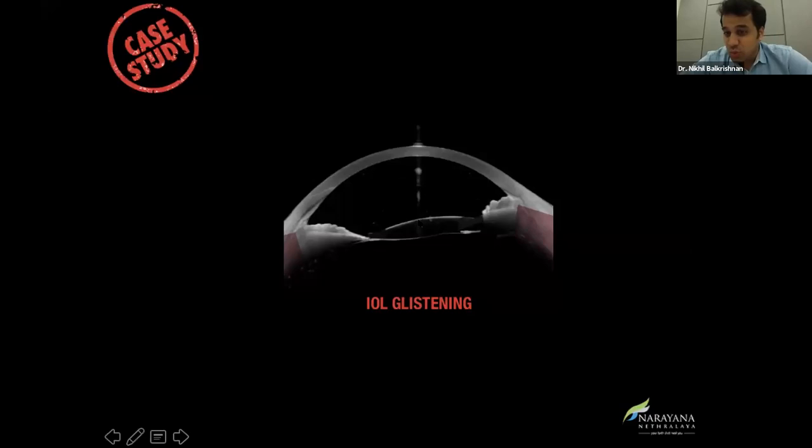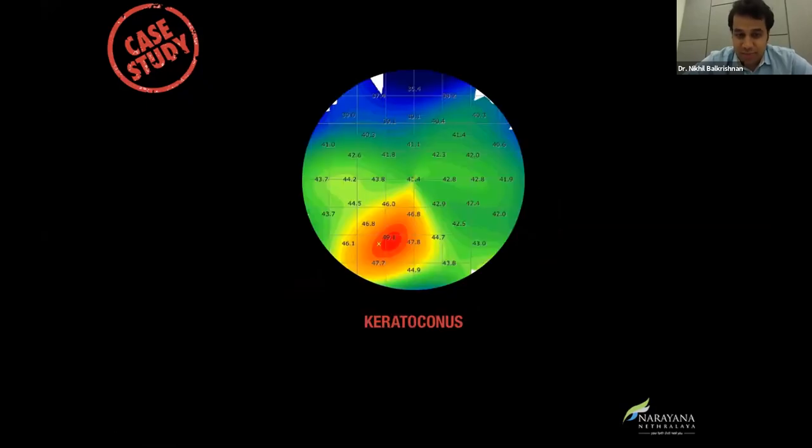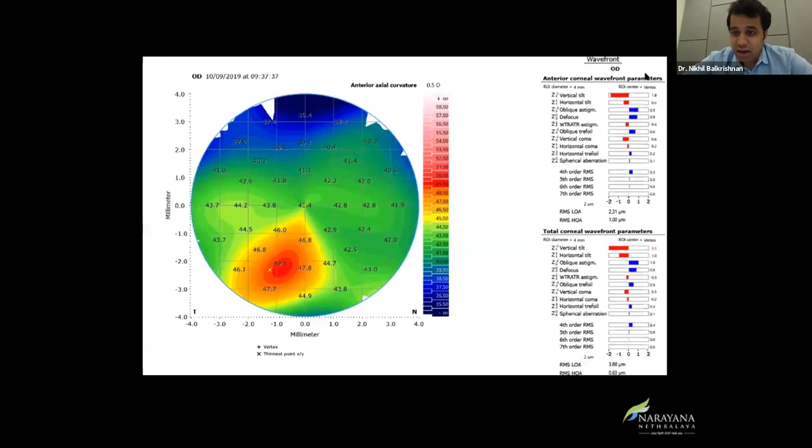Coming next to an interesting case which we noticed, there are a few interesting cases that I'm going to be showing y'all. Here we see a case of IOL glistening. This is a pseudophakic patient, and both the anterior and the posterior part of the IOL show glistening. As asked in some of the questions, the machine does not show you the lenticular aberrations. It does show you the corneal ones, but lenticular aberrations are not a feature of this.